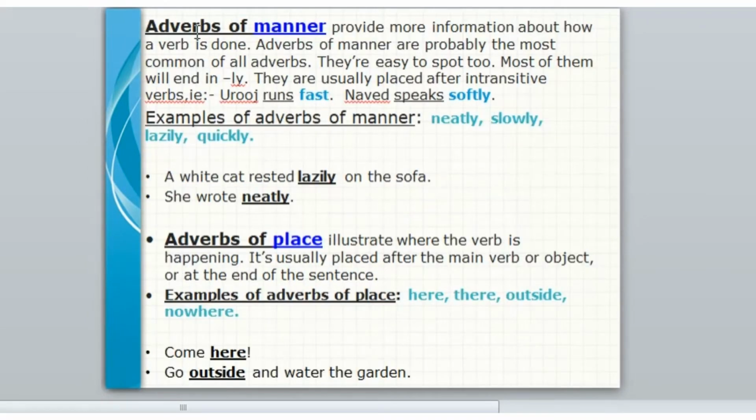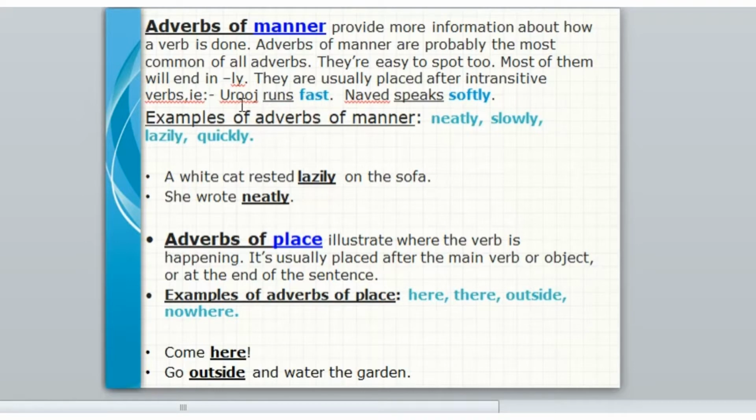Now next one, adverbs of manner. Adverbs of manner provide more information about how a verb is done. Adverbs of manner are probably the most common of all adverbs. They are easy to spot too. Most of them will end in ly. They are usually placed after intransitive verbs. For example, Aruj runs fast.